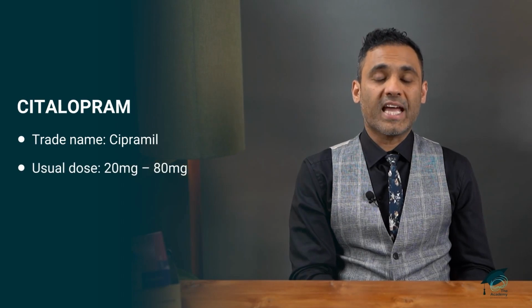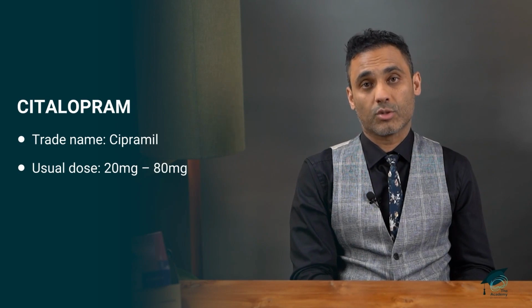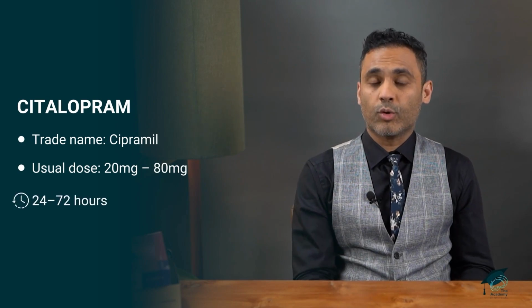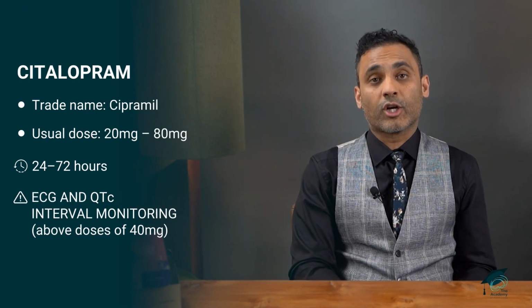Citalopram has a R and S enantiomer, with the R enantiomer having mild antihistaminergic properties. The usual dose of Citalopram is between 20 milligrams to 80 milligrams. In some cases, higher doses are prescribed in obsessive compulsive disorder. The half-life of Citalopram is 24 to 72 hours, 1 to 3 days. Citalopram is one of the SSRIs that significantly increases QTc interval. Therefore, above doses of 40 milligrams, it's important to carry out an ECG and closely monitor QTc prolongation.